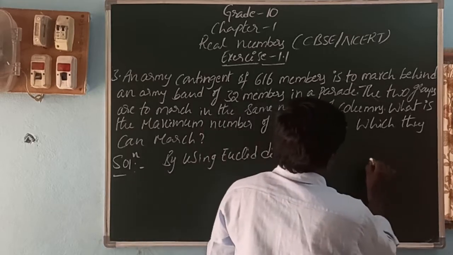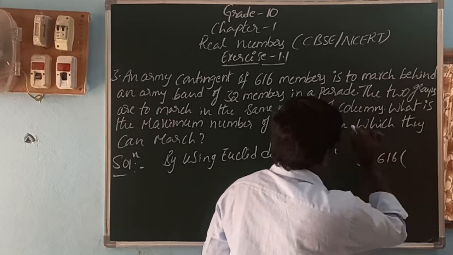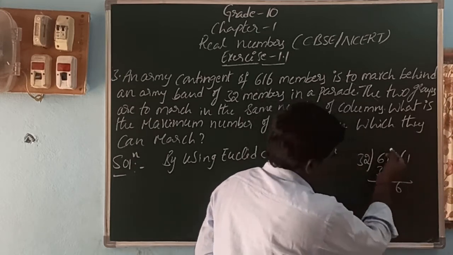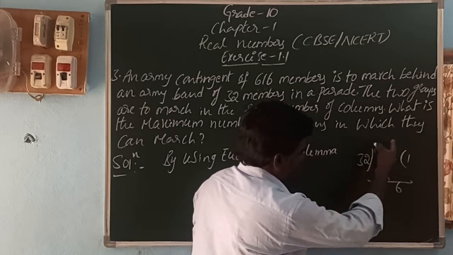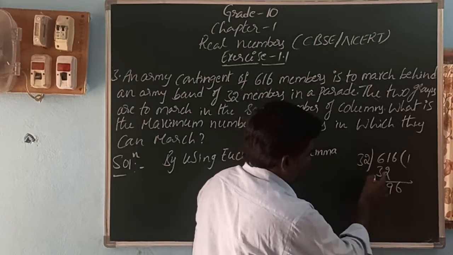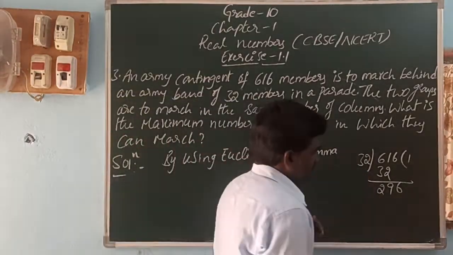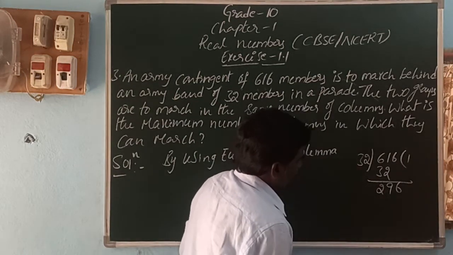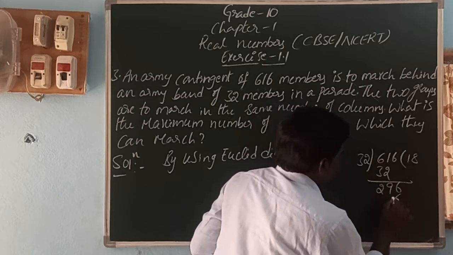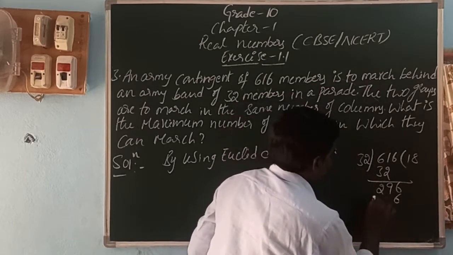So here, 616 divided by 32. Okay, 32 ones are 32. Here 6, from 1 we cannot subtract 2, take the borrow, 11 minus 2 is 9. Here 6, here 5 minus 3 is 2. So next, 32 eights: 8 twos are 16, 8 threes are 24 plus 1 is 25.